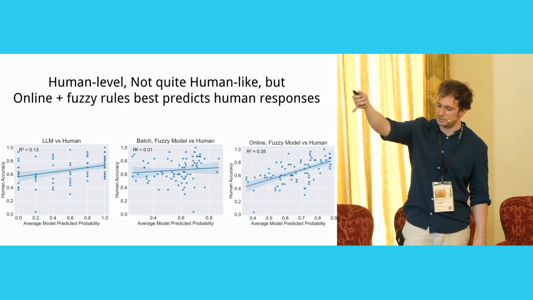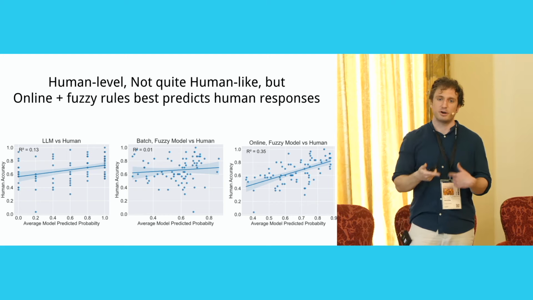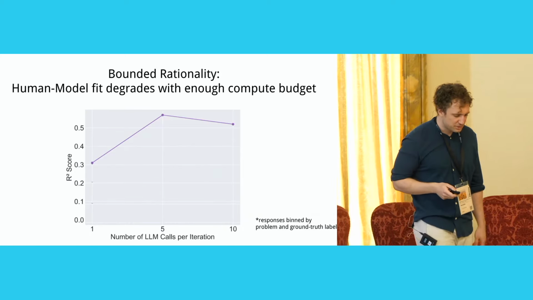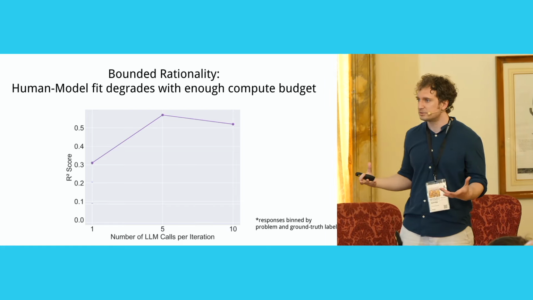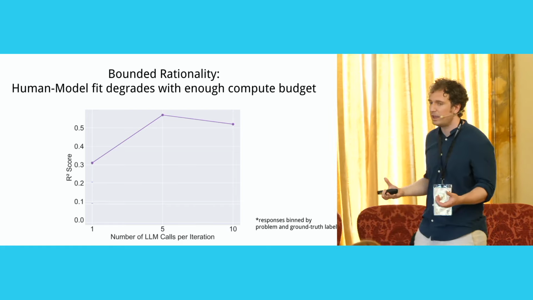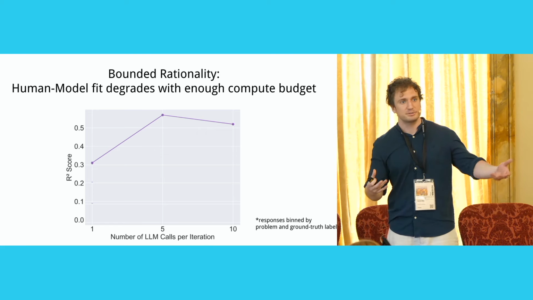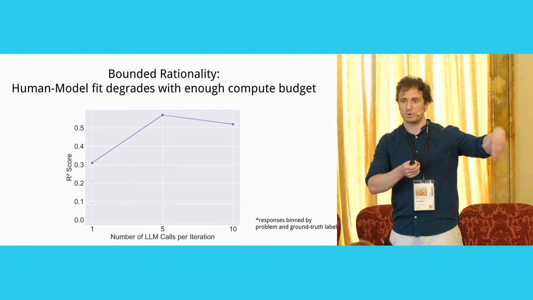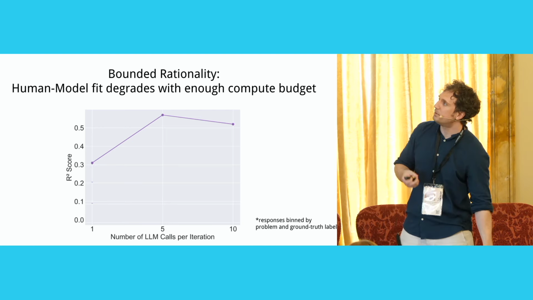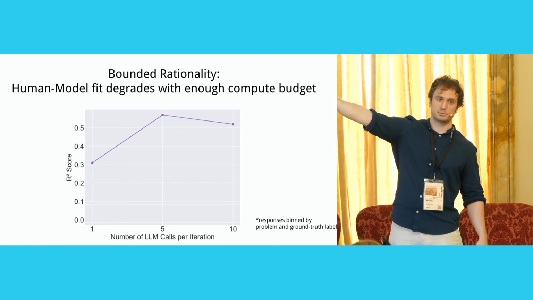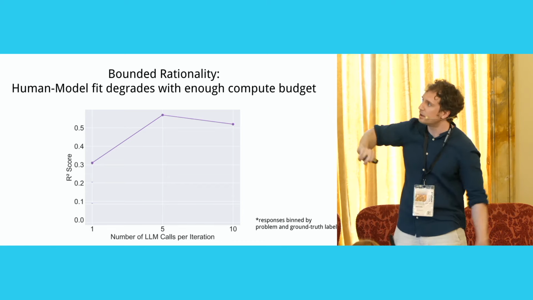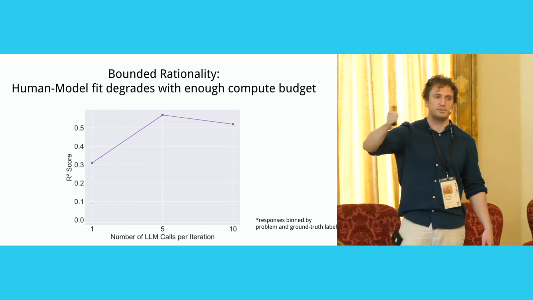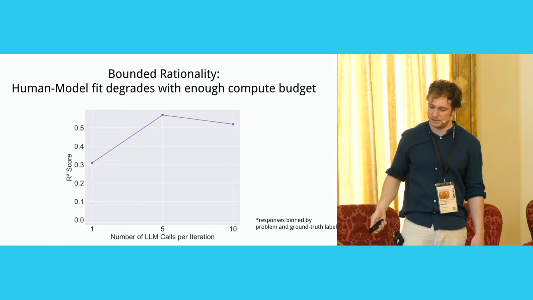So on the left is just asking GPT-4 to play the game. On the right is this kind of online inference. We want our systems to be compute efficient, meaning they can't think forever. And humans also can't think forever. So you might expect that as we change the amount of compute, as we give it more particles, more LLM calls, eventually the fit to the human data should degrade because we're overshooting human capacity. And in fact, we actually start to see that. At the largest compute budget, we see a degradation in the R-squared fit to human data.